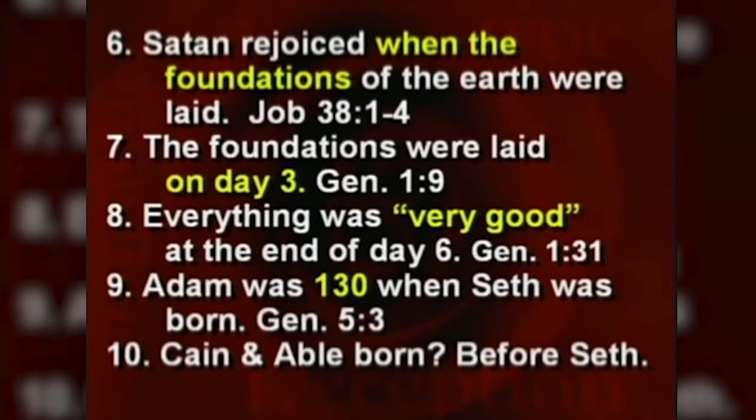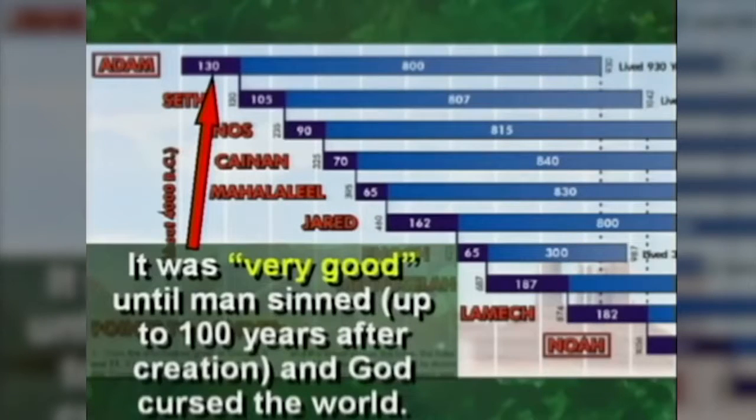Everything was very good at the end of day 6, and Adam was 130 when Seth was born. And before that, Cain and Abel were born, but no dates are given. So if you put 2 and 2 together, you can figure out, Satan must have fallen from heaven probably about 100 years after the creation. He could not have fallen from heaven before the creation. It doesn't fit the other scriptures.